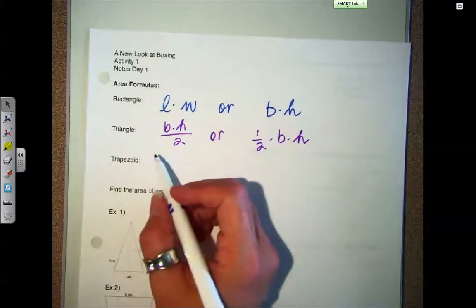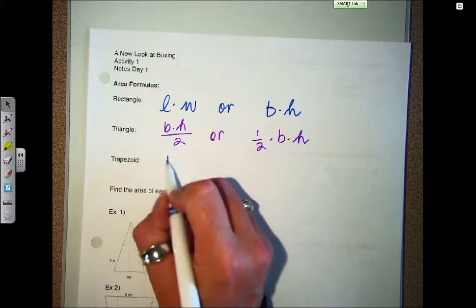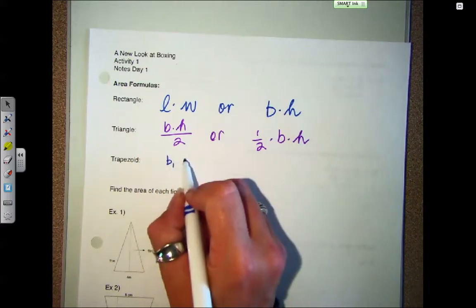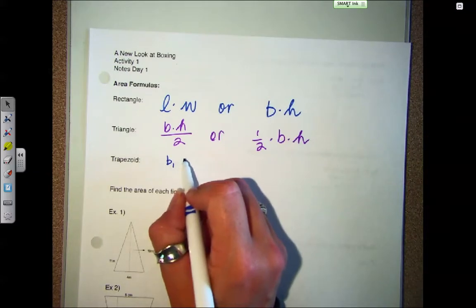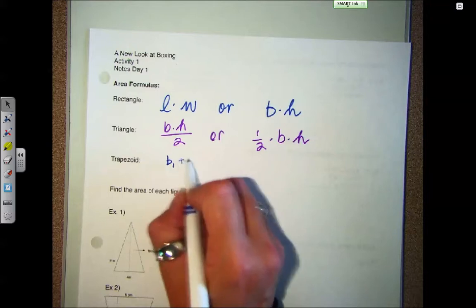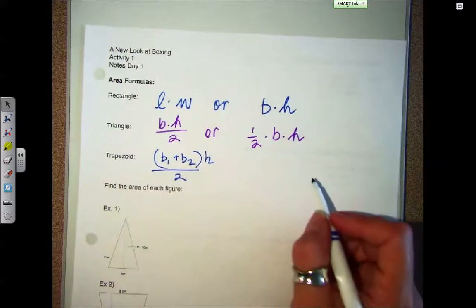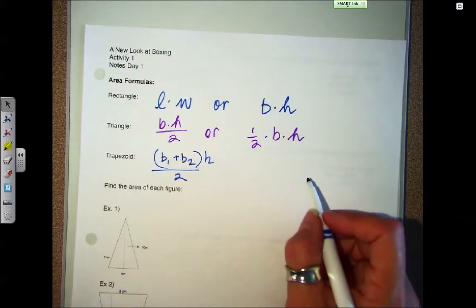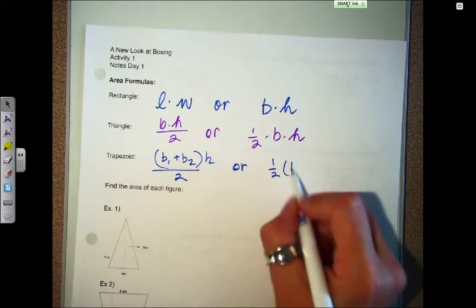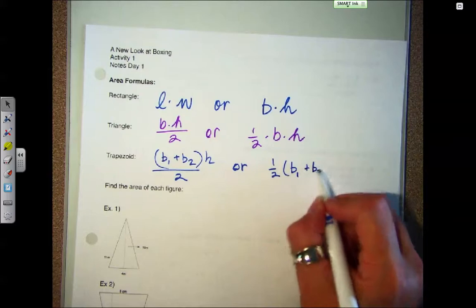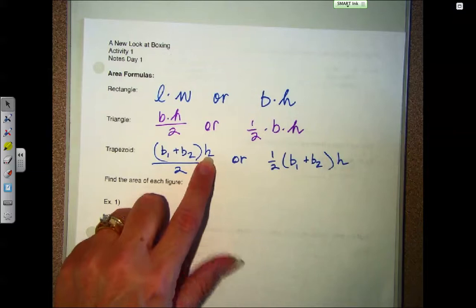So for the trapezoid, anybody remember the formula? Base 1 plus base 2 times the height divided by 2. You've never seen that before? Really? I bet you have. Or 1/2 times base 1 plus base 2 times the height. Wait, is that an H on the end? Yes, it is an H. Sorry. Alright.